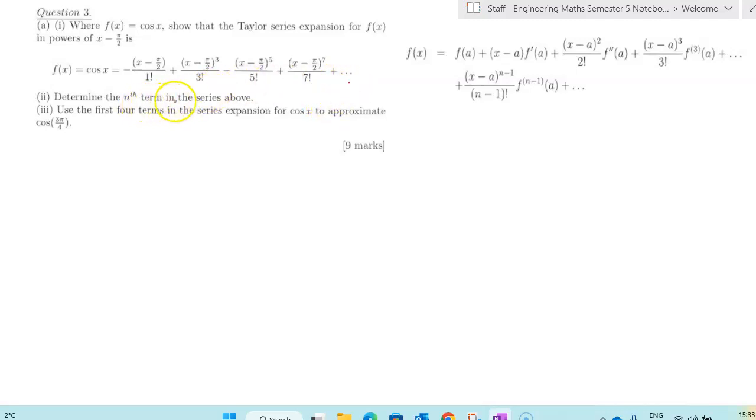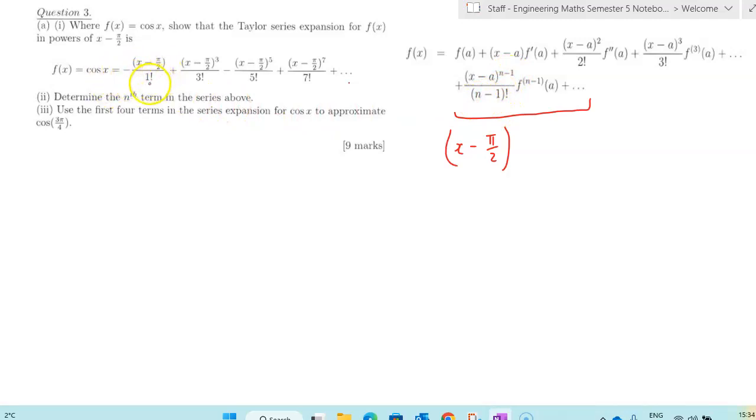Now the next part is to determine the nth term of the series. To do that, you use the formula that's given in the back, and we use this part here. This is our nth term, but this is a general term for any series, so we have to adapt it to our series. So the x minus a part is going to be x minus pi over 2. So we've got that part sorted.